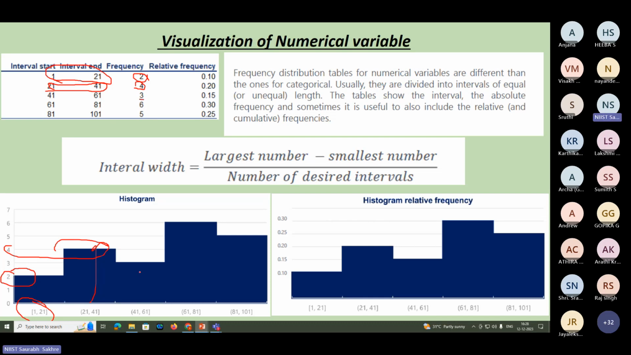This is only a histogram when I am limiting myself to frequency. When I am taking relative frequency into account, I will prepare a histogram of relative frequency. So here 1 to 21, 10% of the time, so it is stopping at 0.10. 21 to 41, 0.20. 41 to 61, 0.15. Like that, I can create one histogram of relative frequency. So here I will directly see the number and here I will see the frequency, how many times it is repeated in that particular graph.